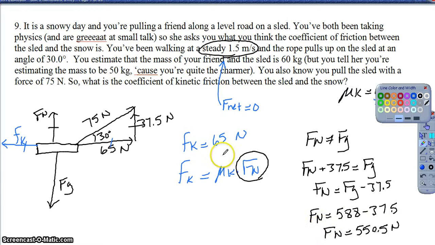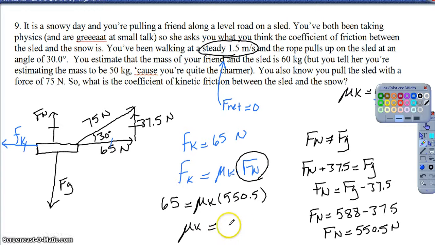Now that I have my normal force and my frictional force from the horizontal component, finding the coefficient is pretty easy. I know the frictional force is 65, and I just found my normal force is 551 or 550.5. So solving for my coefficient, I simply divide both sides by 550 or 551, and that's where I got my answer of about 0.118 or about 0.12 as the coefficient. What are the units for the coefficient? We don't have any. If it's a coefficient, it is just a number, so there are no units for the coefficients of friction.